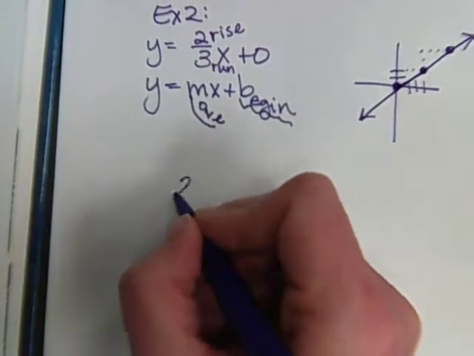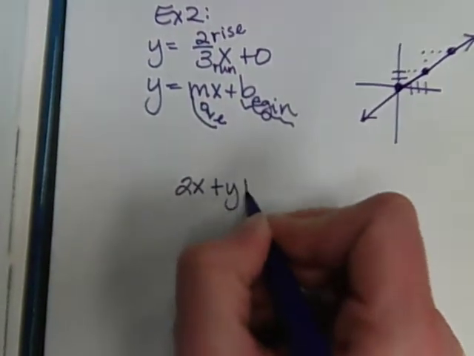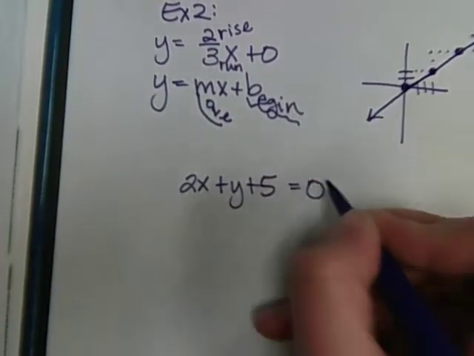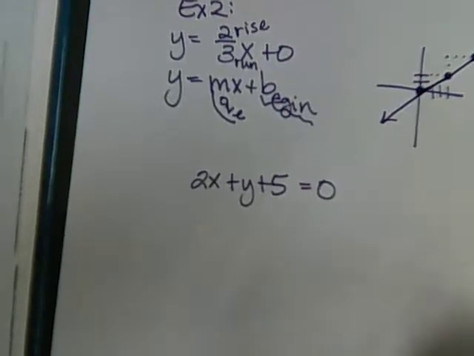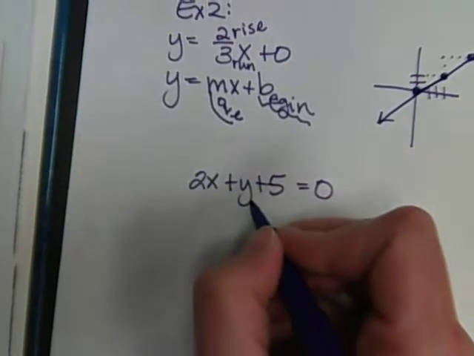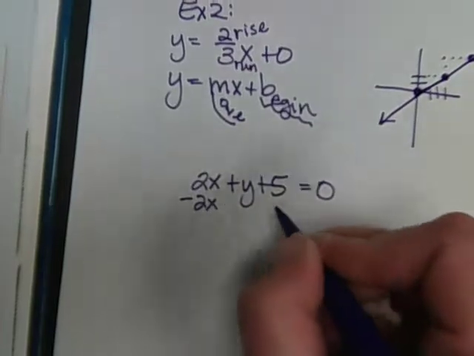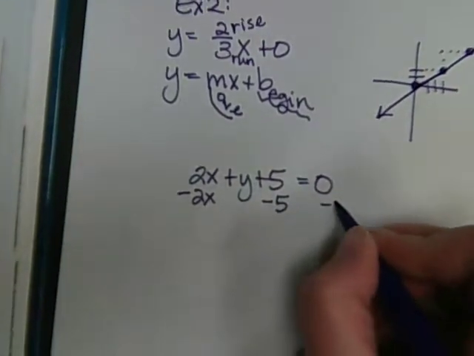This time, however, unfortunately, they don't give it to us in a very pretty form. So we need to put it into y equals mx plus b, meaning we need to get y by itself. So we're going to move this whole term and this whole term.